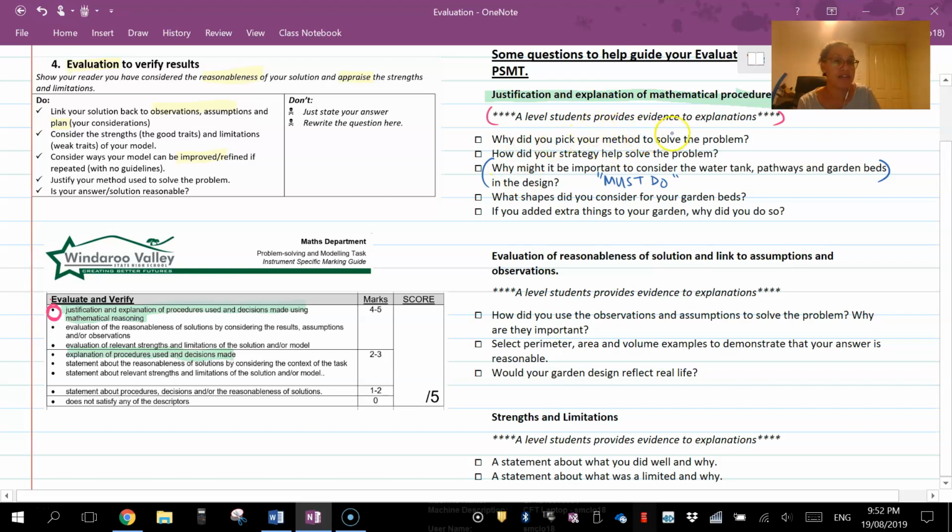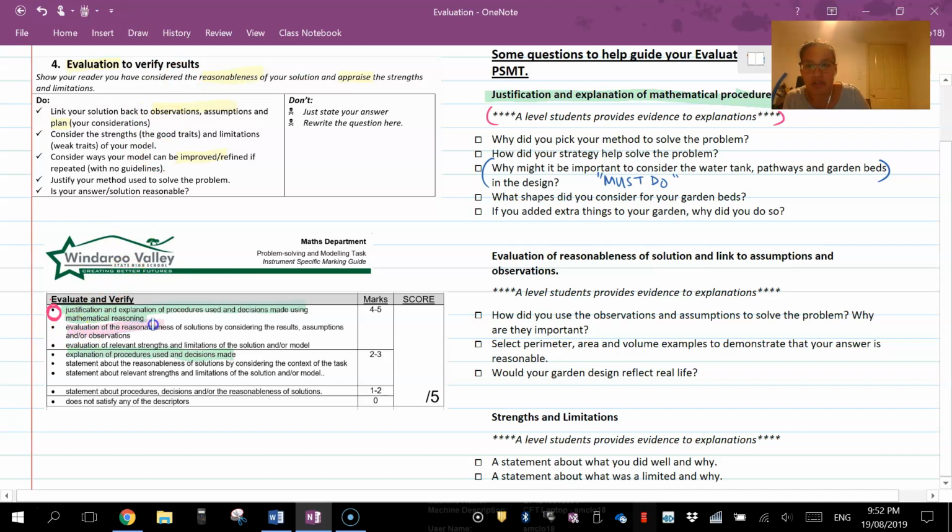Like, the method selected or the method picked to solve this problem was blah. This was important because blah. That is the first sentence was your explaining. Second was your A-level component. So second part. All right, let's have a look at the next section here.